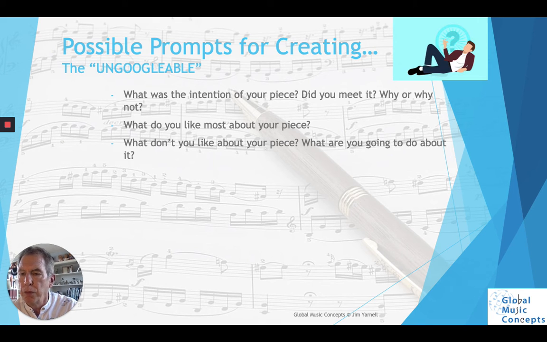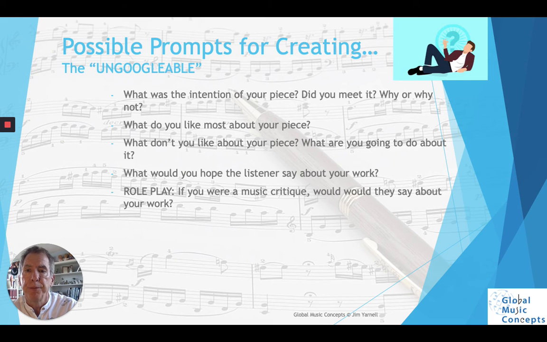Tell me. Document it. What's going wrong with the piece? How are you going to find out? What would you hope the listener to say about your work? We get to intention here. Role play. If you were a music critic, what would they say about your work? What would peers say about your work? What would be the good? What would be the critique? What are the things you need to work on?